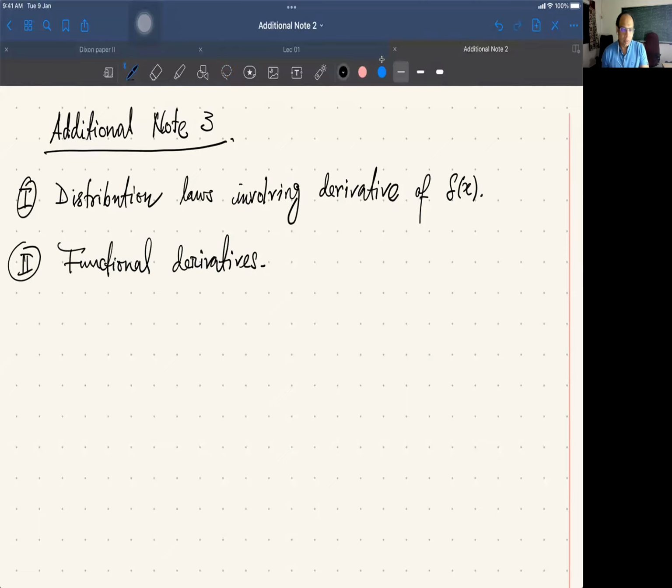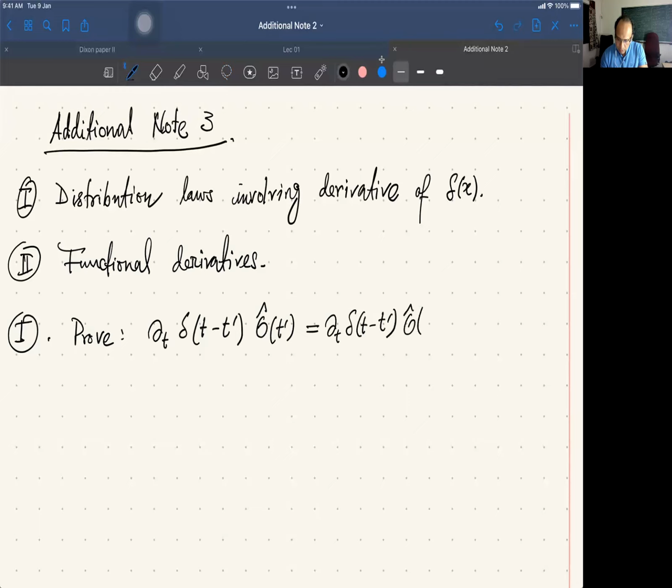Now, in the first topic, we have to prove an identity which was used in the lecture, which is as follows: derivative with respect to t of delta(t minus t prime) O hat(t prime) is equal to derivative of delta(t minus t prime) O hat(t) plus delta(t minus t prime) derivative with respect to t of O hat(t). That's equation 1.